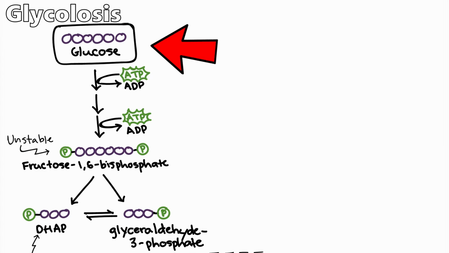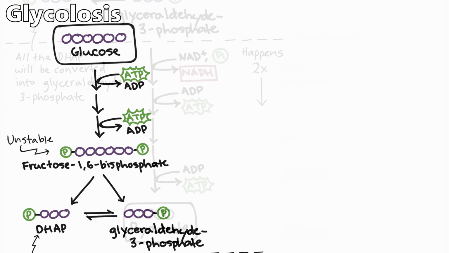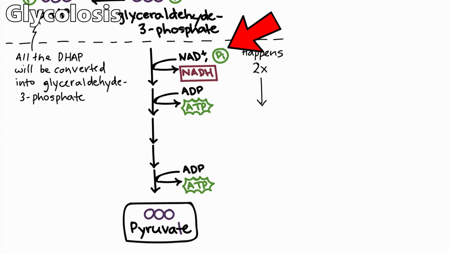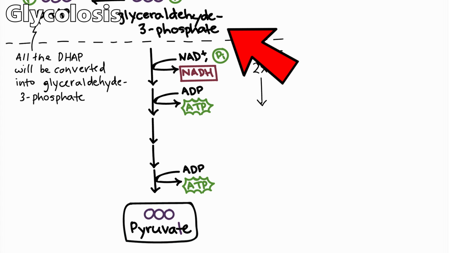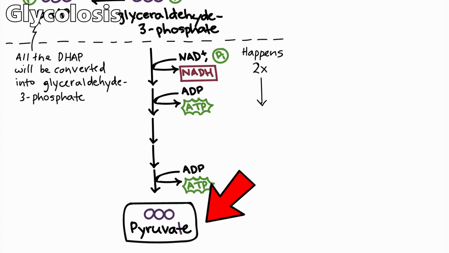A glucose molecule is broken down by 2 ATP molecules and turned into fructose diphosphate, which splits into 2 G3P molecules. An NAD molecule is then reduced and gains an H molecule from the G3P, and 4 ATP molecules are produced by the G3P, turning into pyruvate, which is a 3-carbon molecule.